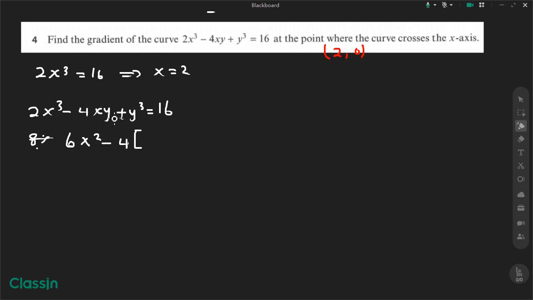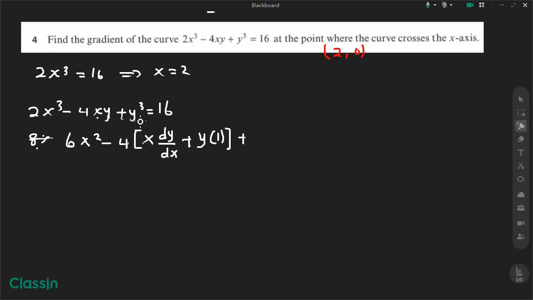This is a product rule. One more time for product rule: you take the first, you differentiate the second, plus you take the second, you differentiate the first. So we take the first, which is x, we differentiate y. This is an implicit function. So when we differentiate y with respect to x, we got dy/dx. Plus we take y, we differentiate x. If we differentiate x with respect to x, we got 1.